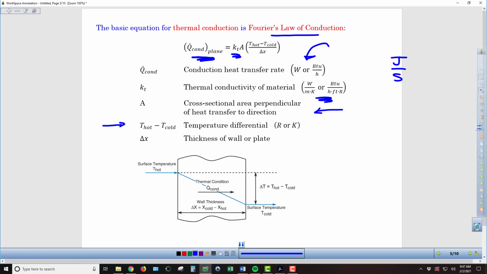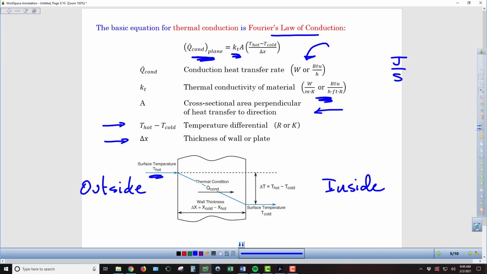So it's always going to be subtracted in that order. And then finally, we've got this delta X in our equation, which is the thickness of the wall or the plate or the glass pane or whatever it is. So in the diagram we see in front of us, we can consider this to be the outside on a hot day, for example. This would be the inside of a car or a room or something like that. And then we have the window that separates those two, the glass plane in between.